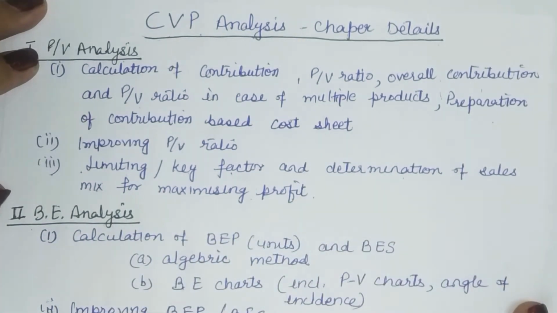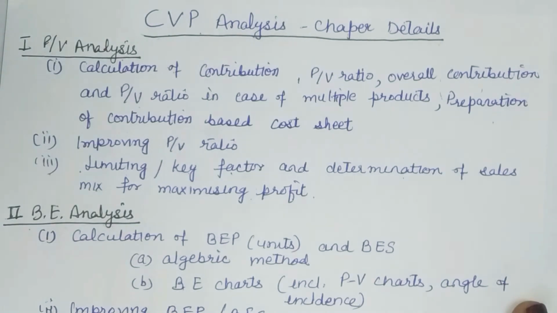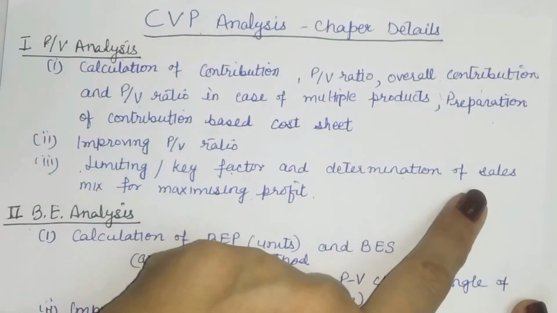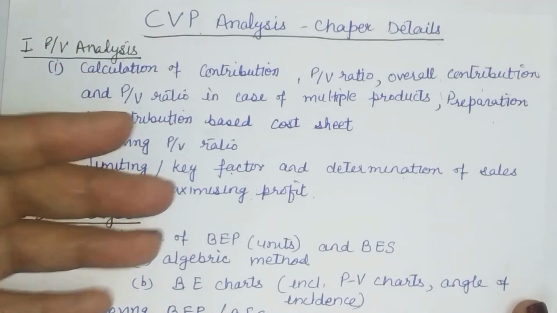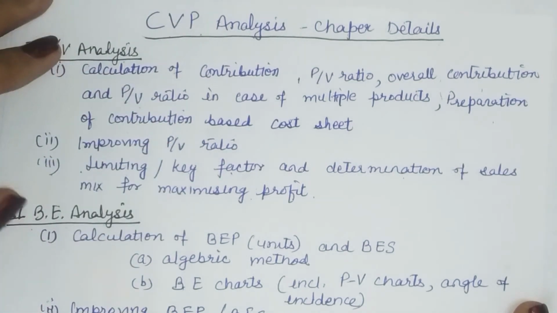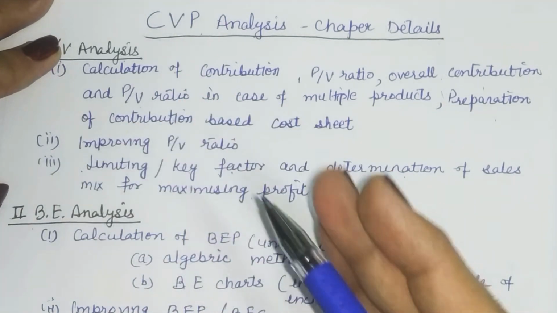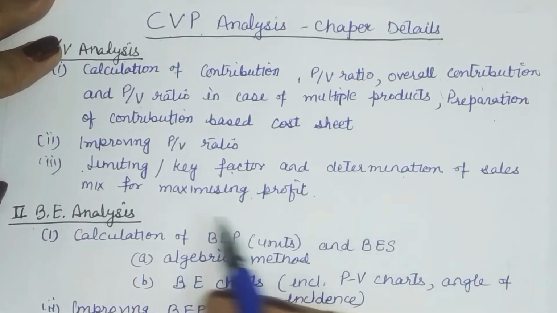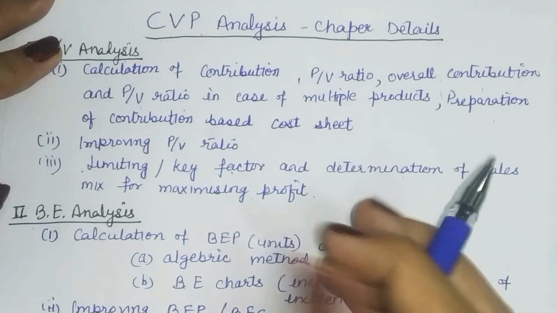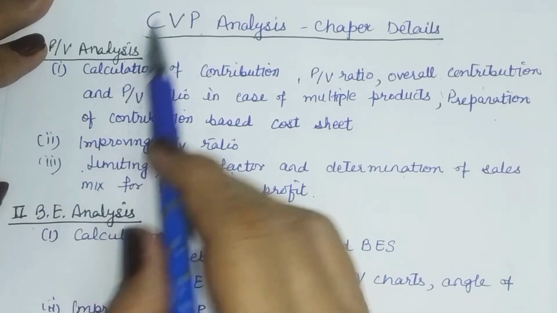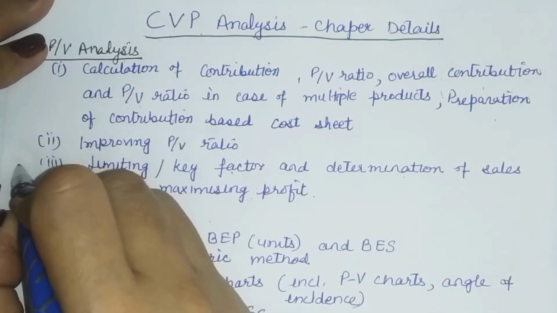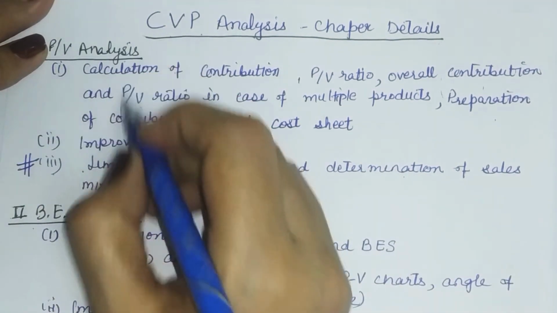That is, if a company is dealing with multiple products, because the term sales mix implies that we have different products being sold, the company has to decide what will be the optimum sales mix, how many units of each of the different products should be sold for maximizing the profit. This is based on key factor and we make use of PV analysis in this. This is a very important application of PV analysis.